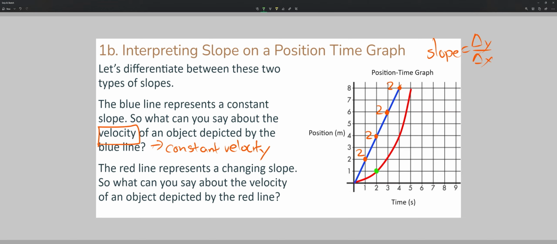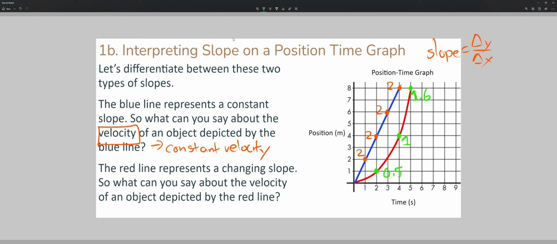So let's do y over x. My y here of this dot is 1, my x is 2, so 1 divided by 2. My slope is 0.5. Let's take a look at this point in the line. 4 divided by 4. That gets me 1. And then let's look at this point right here, and it's 8 divided by 5. And that gets me 1.6. So I'm taking my y divided by x, and I get this number right here.